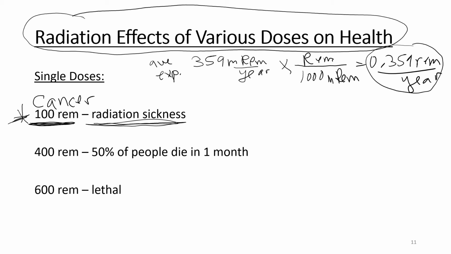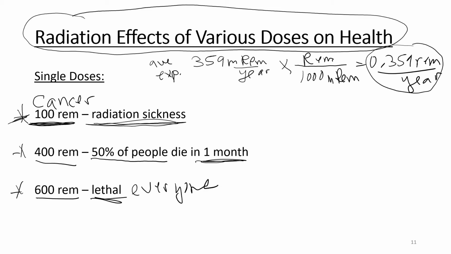If you were exposed to 400 rem, this is again on average, 50% of our population would die in 1 month from a one-time exposure to that. If you're exposed to 600 rem, everyone will die. That is lethal for everyone at that high of a dosage. So know these different numbers, 100, 400, and 600, and what the effects are to that kind of quantity.